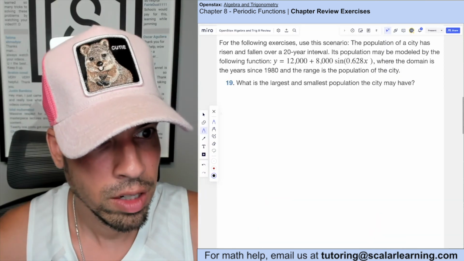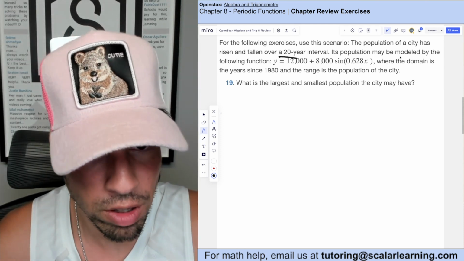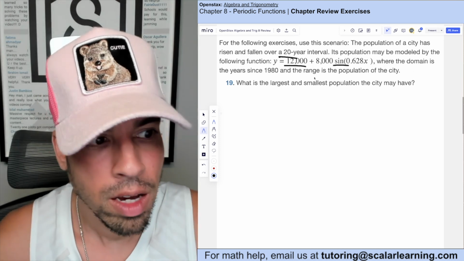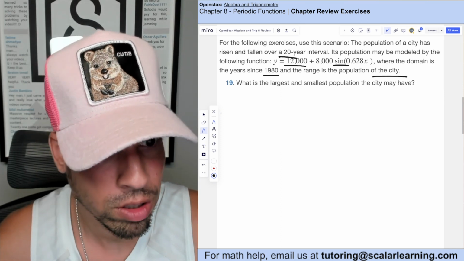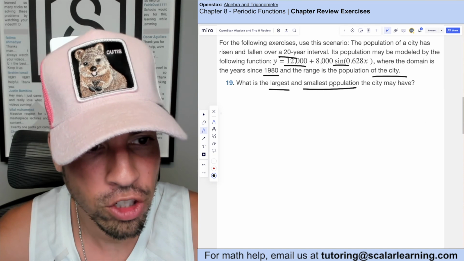Done. For the following exercises, use this scenario. The population of a city has risen and fallen over a 20-year interval. It may be modeled by this, which is a sine function, and where the domain is the year since 1980, and the range is the population of the city. So this is what is the largest and smallest population the city may have.